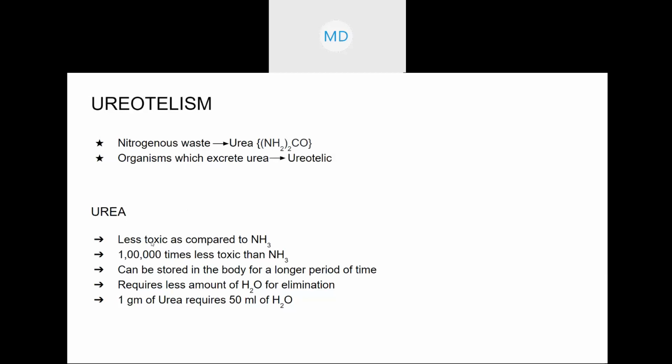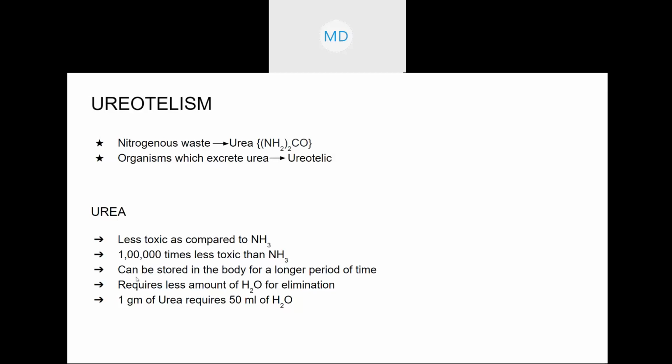So here you can see the first advantage is that urea is less toxic as compared to ammonia. We have already discussed that the most toxic nitrogenous waste was ammonia. Now urea is less toxic. How much less toxic? You can see here, 1 lakh times less toxic. It is not like 1 or 2 times less toxic. It is 1 lakh times less toxic than ammonia.